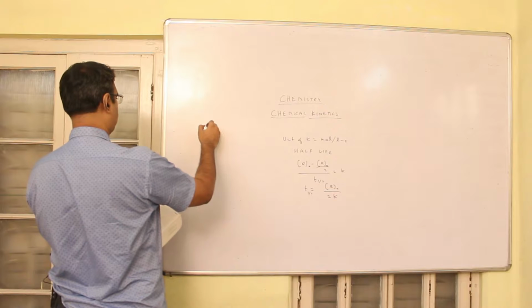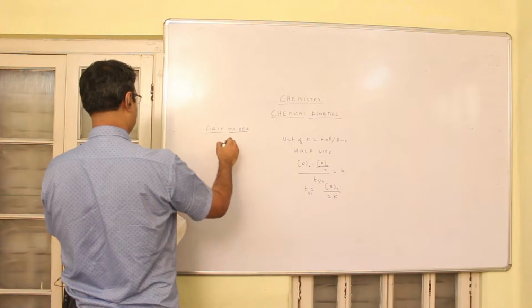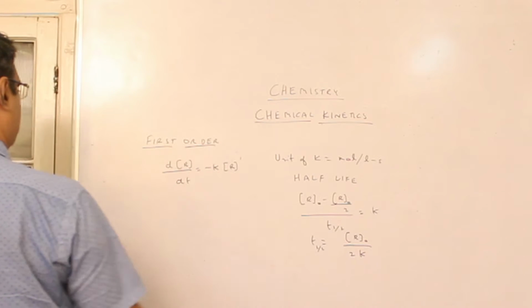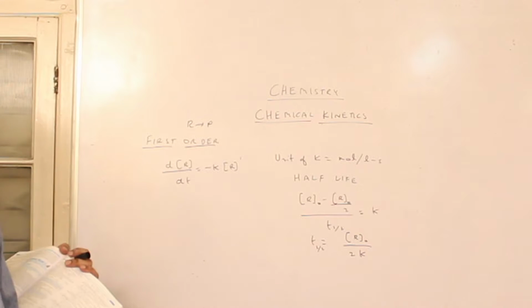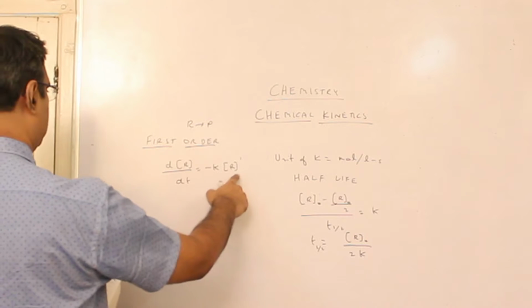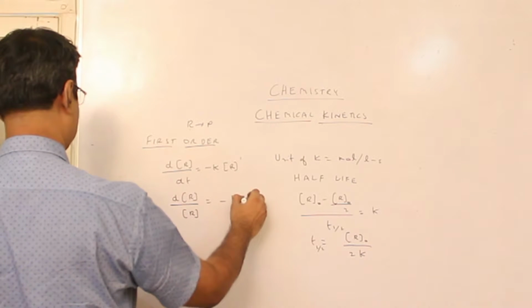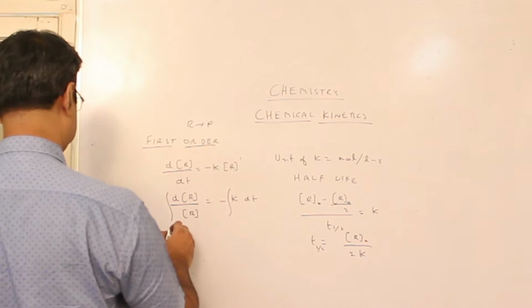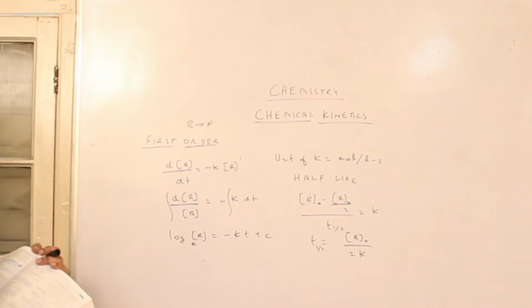Now we come to first order kinetics. Suppose you have a reaction like this. A reactant is giving products, so d of concentration of R by dt is minus k into concentration of R to the power 1. So we can write the reaction in this form. After that, you integrate both sides. So you will get log of concentration of R to the base e equal to minus kt plus C.